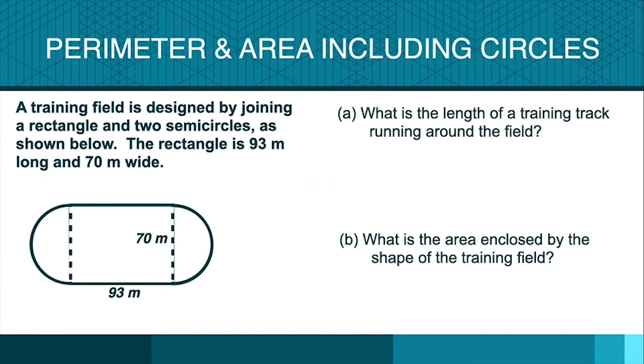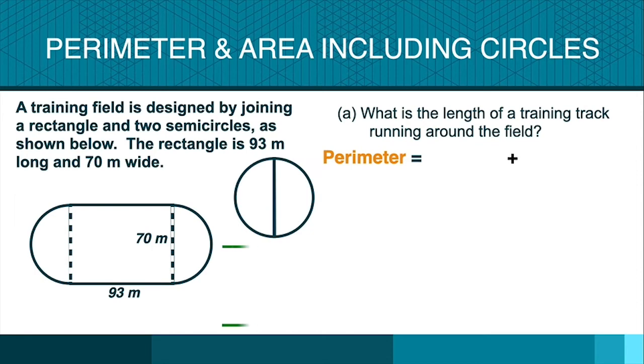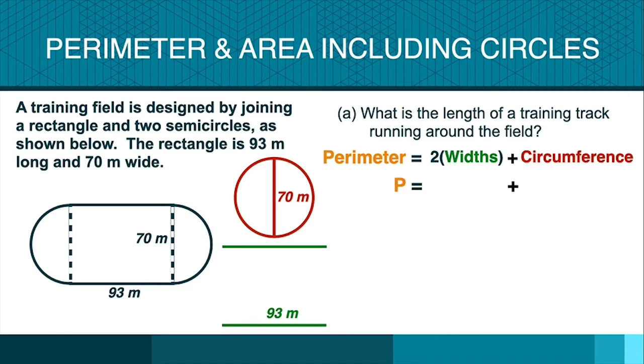Look carefully at the next problem and its figure. Notice the perimeter of the training field is made up of the widths of a rectangle and a circumference of a circle. That rectangle is just positioned in the middle of the circle. The width of that rectangle is 93 meters on both sides. So those widths combined equal 186 meters. Next, add the value of the circumference of the circle to find the total perimeter.